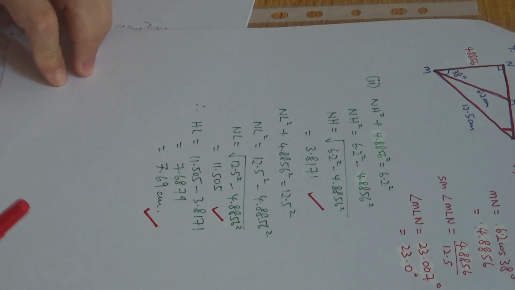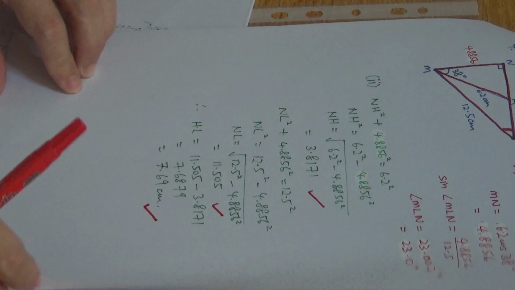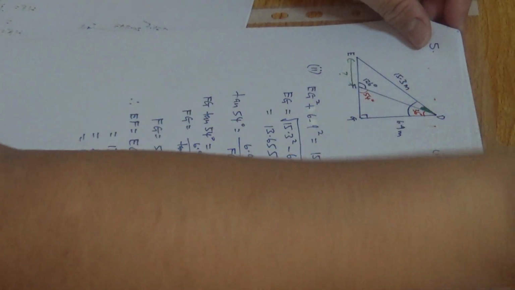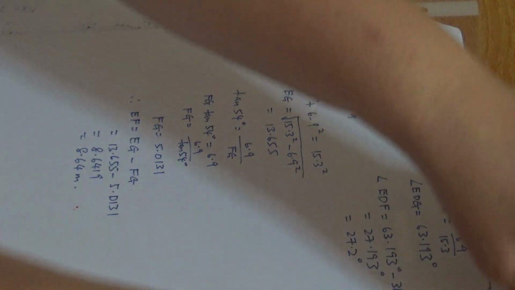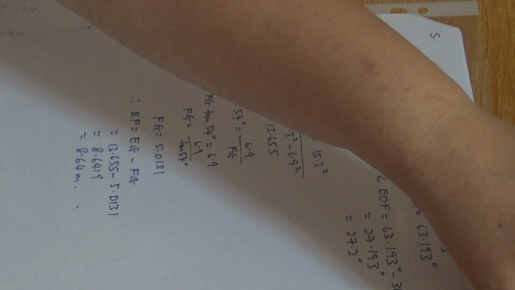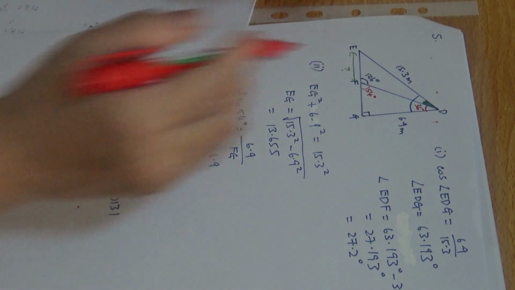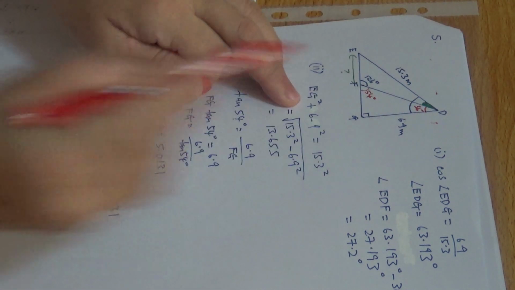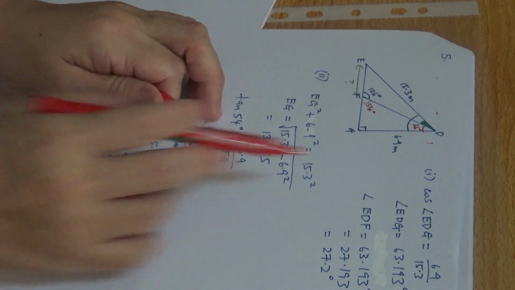Now I'm going on to the last question that I have assigned as homework, and that is your question number 5. Let us take a look at question number 5. What did the question say? First part, they want you to find angle EDF, which is this green angle here.